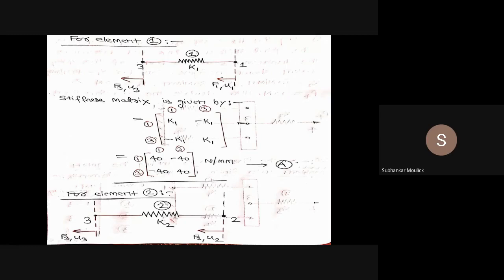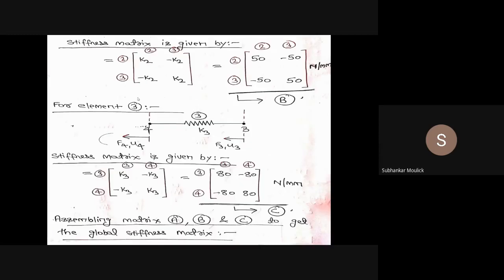Now for this element, I have to construct the local stiffness matrix. Again, I know the size of the local stiffness matrix will be a 2 cross 2 matrix, because element 2 comprises only 2 nodes, that is node 2 and node 3. So the stiffness matrix for the second element is a 2 cross 2 matrix. The first row is the second node, the second row is the third node. Similarly, the first column is your second node and the second column is your third node.